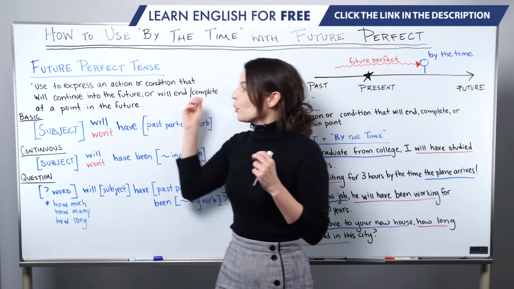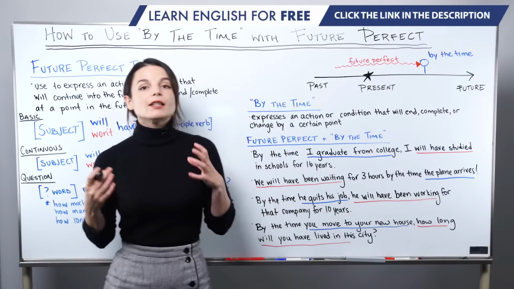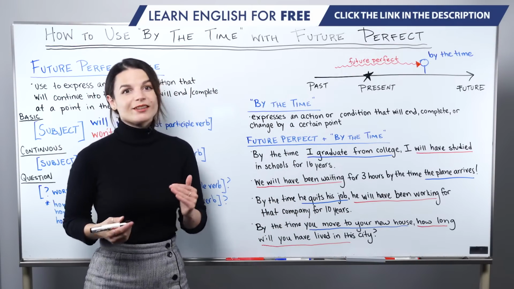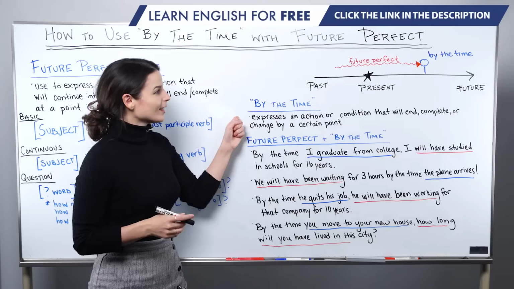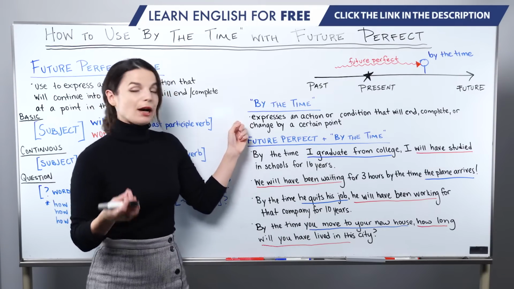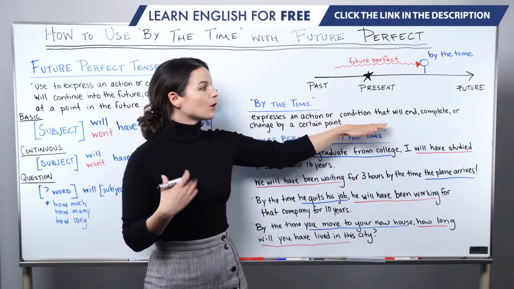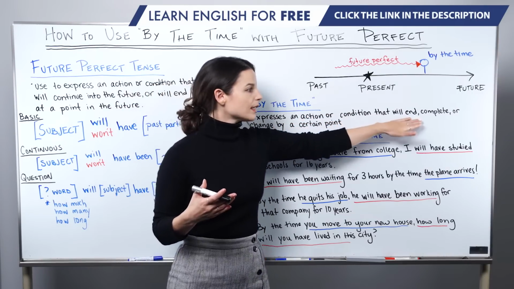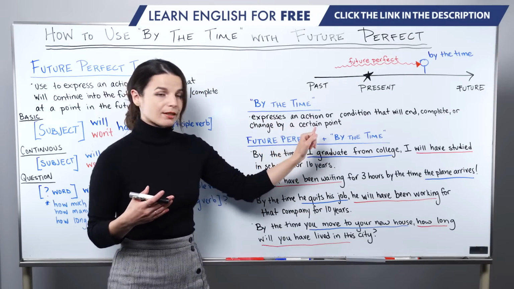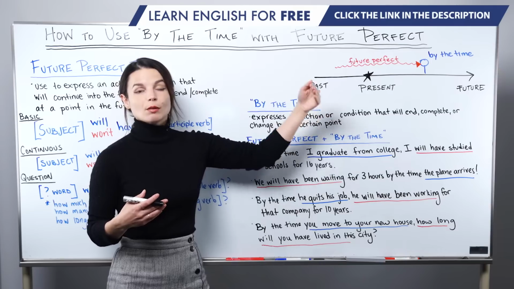Okay, so with this grammar refresher in our mind, let's look at by the time, and then let's look at how we use these grammar points together. So, by the time is the focus expression for this lesson. We use by the time to express that an action or a condition will end, complete, or change by a certain point. The action will end, complete, or change by a certain point.